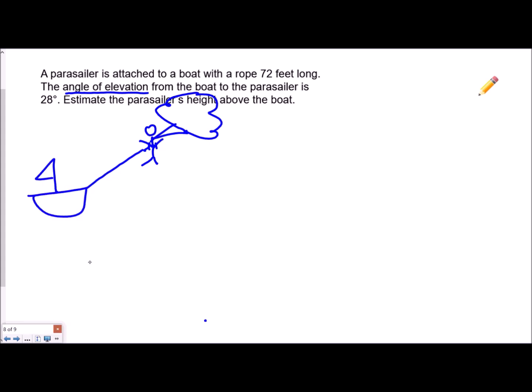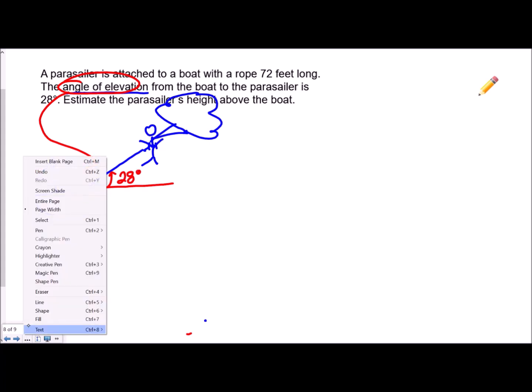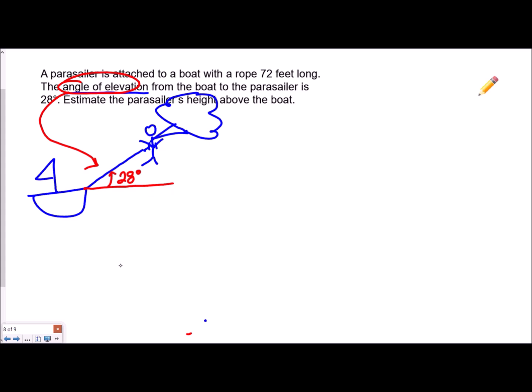Now, angle of elevation is if you take the starting point and you draw a flat horizontal line, then the angle from that horizontal line up to the line of sight, the thing that you're looking at, that's called an angle of elevation. And it tells us that that is 28 degrees. Okay. Next, it tells us that the rope is 72 feet long. Well, this right here is the rope.